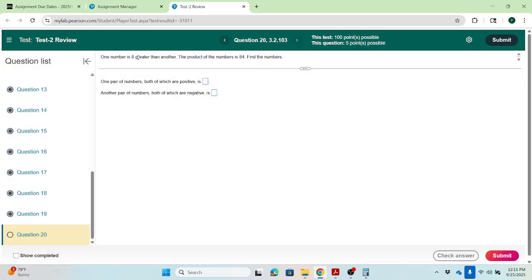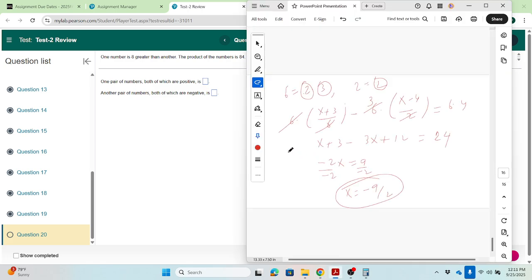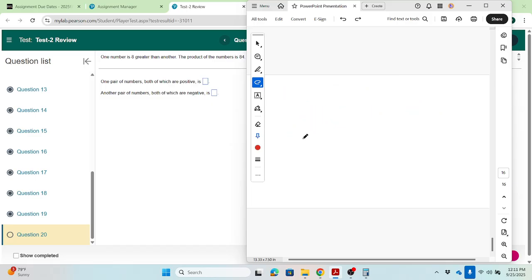One number is 8 greater than another. The product of the numbers is 84. Find the numbers. So there are two numbers given. One number is 8 greater than the other one. Let's say those two numbers are x and y. Let's say y is 8 greater than x. And the product given between them is 84. So from here, you can replace y by x plus 8.